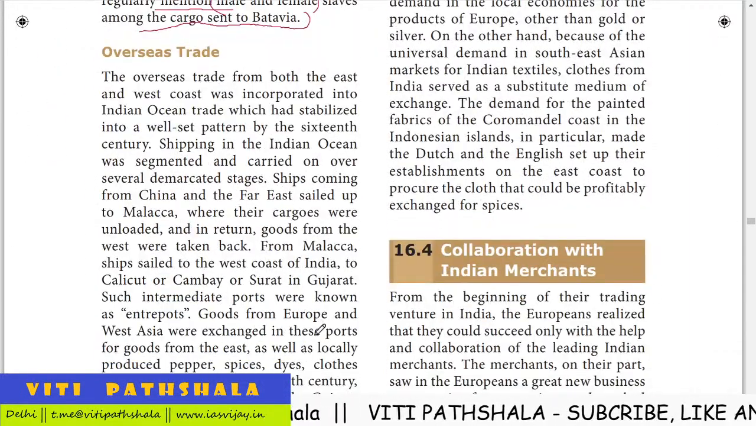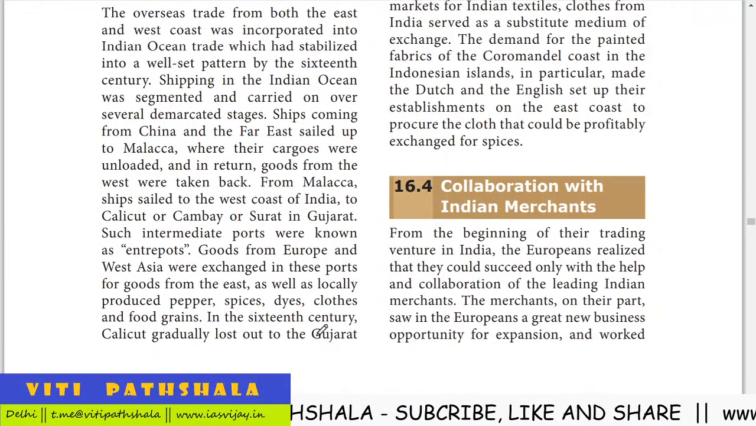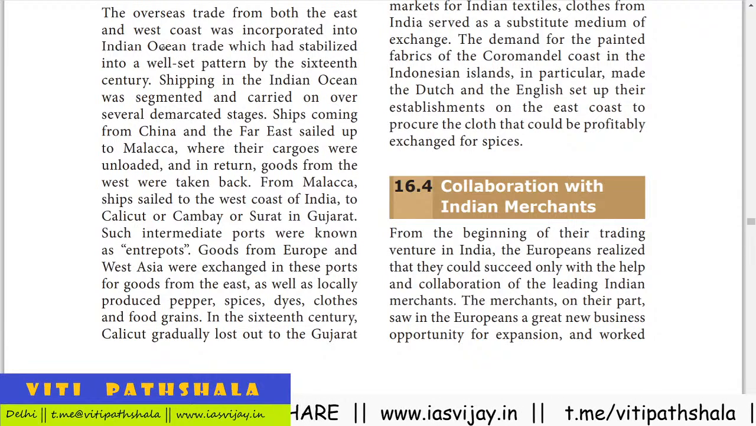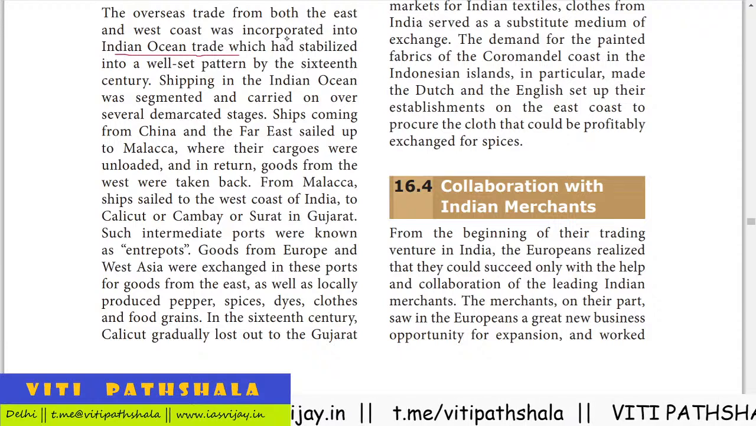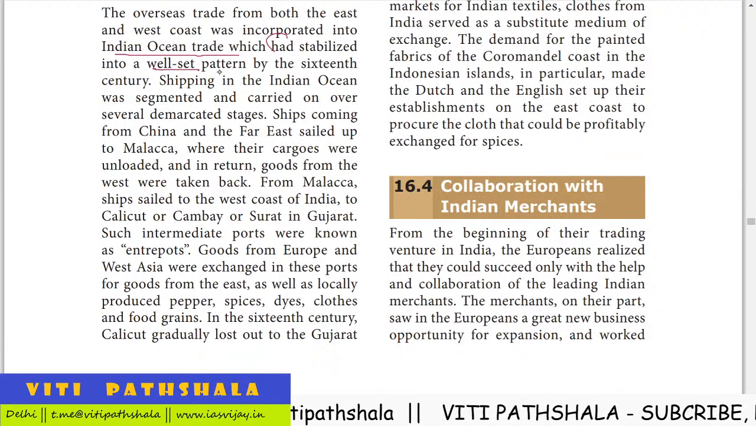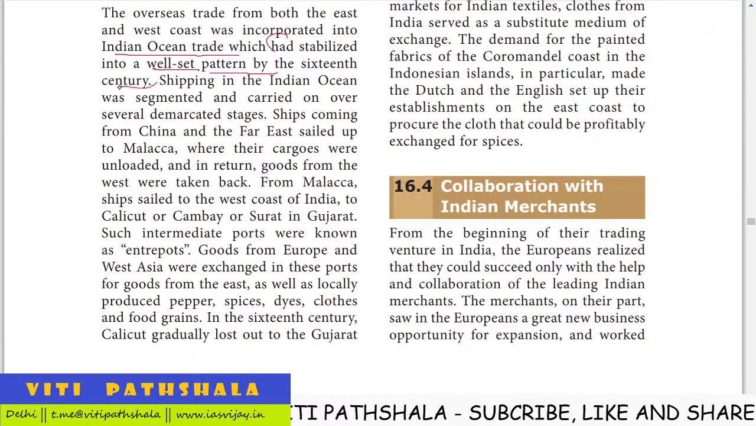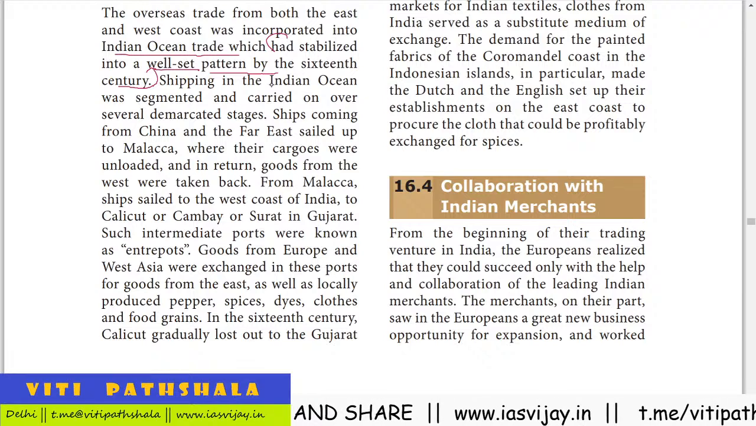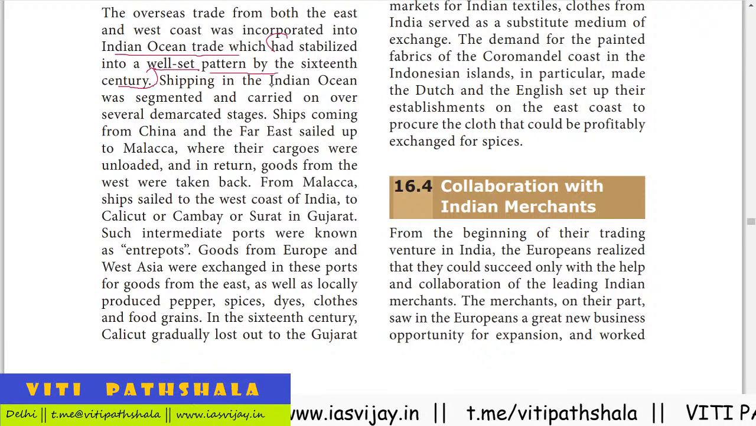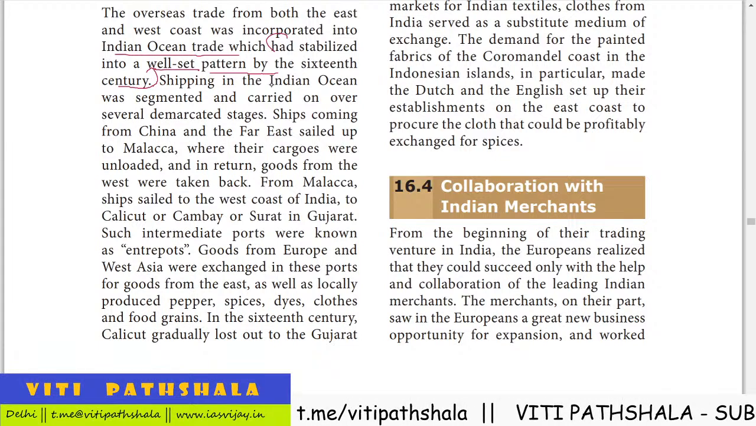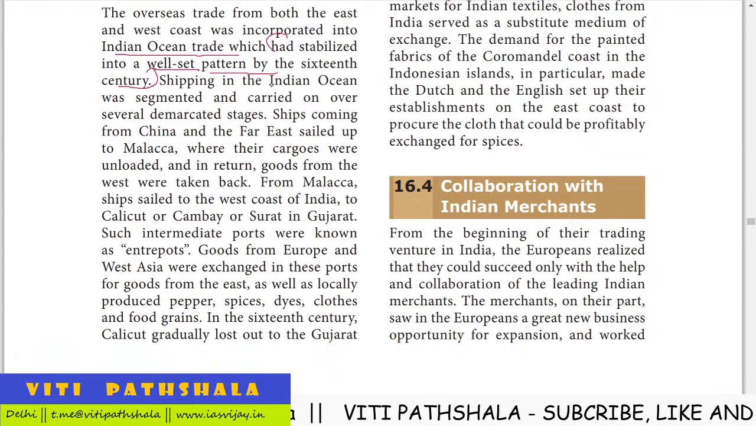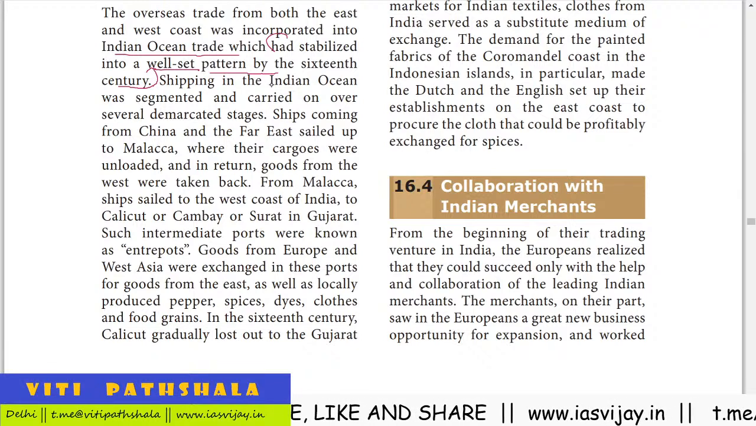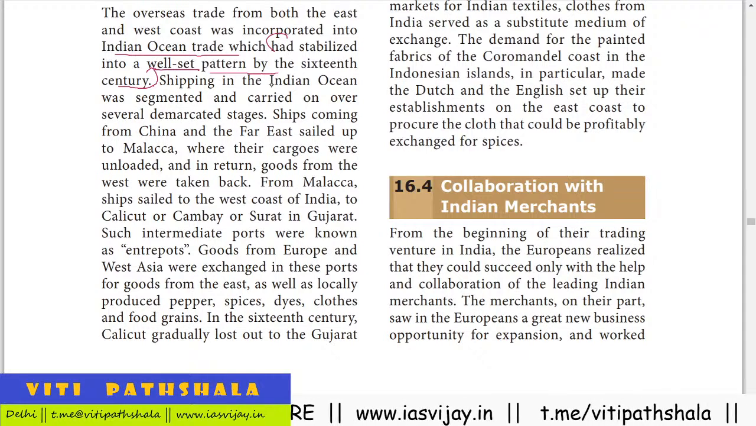Next comes the overseas trade. The overseas trade from both the east and the west coast was incorporated into the Indian Ocean trade, which had stabilized into the well-set pattern by the 16th century. Shipping in the Indian Ocean was segmented and carried in over the several demarcated stages. Shipping coming from China and the Far East sailed up to Malacca, where their cargoes were unloaded, and in return the goods from the west were taken back.